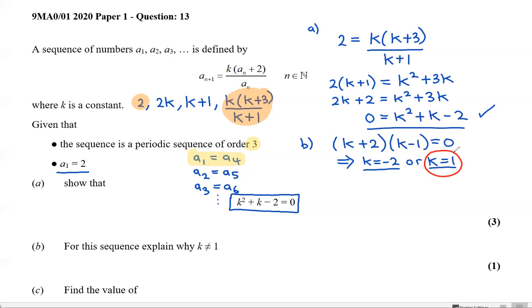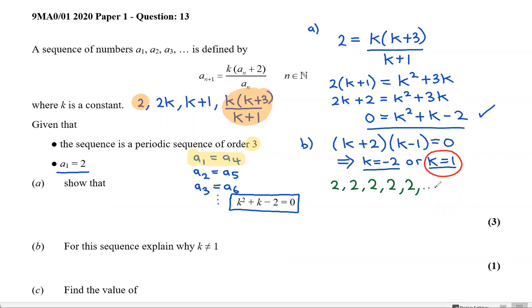Now, why is that? Well, if we plug in k equals 1, plugging k equals 1 into the sequence would generate the following terms. So obviously the first term would be 2. Then if we plug k into the second term, that's also going to be 2. And then k equals 1 into the third term, which was k + 1, that's going to be 2. And then the fourth term is obviously going to be the same as the first term. So it's going to just carry on like this.